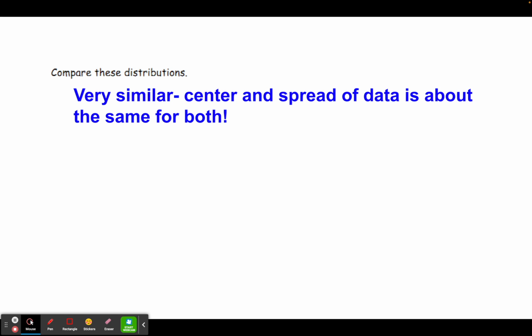Now, this question is asking just to compare the distributions. And later on in this chapter, we will talk a little bit more specifically about how you can do that. But for now, we're just going to say that the distributions are very similar. The center and the spread of the data is about the same for both. So the center, we're talking about the typical distance, and the spread is just how clustered together the data is. And that's pretty similar for both.